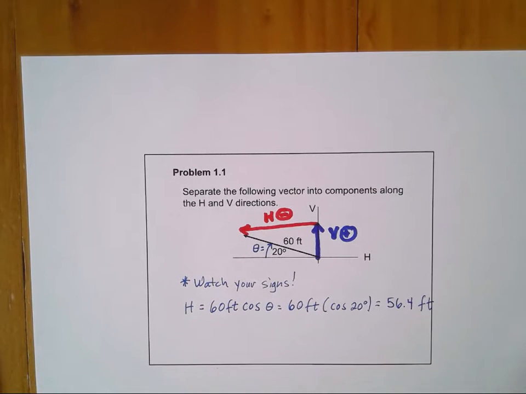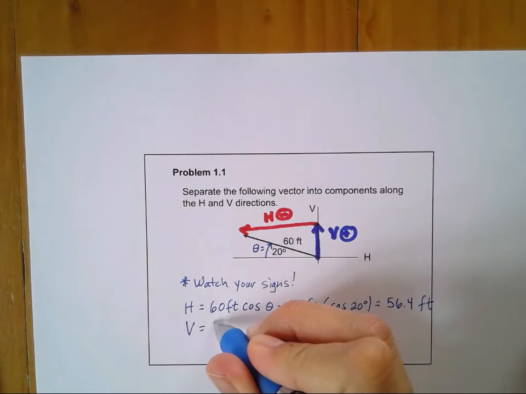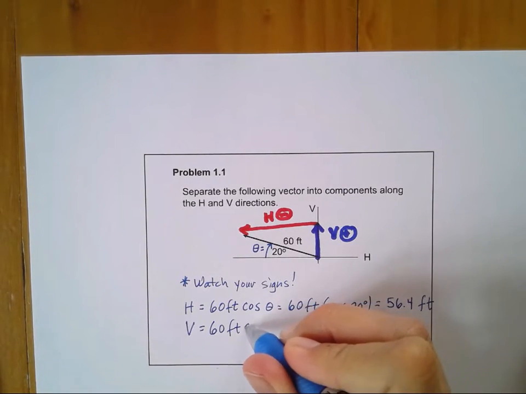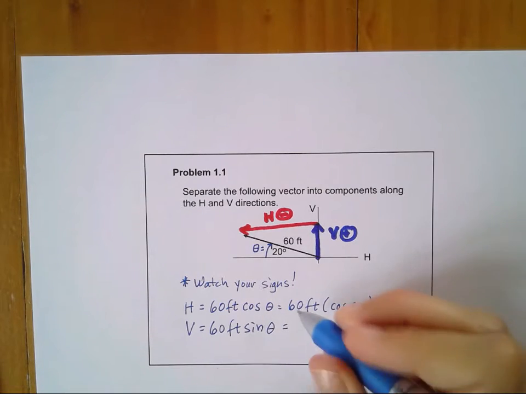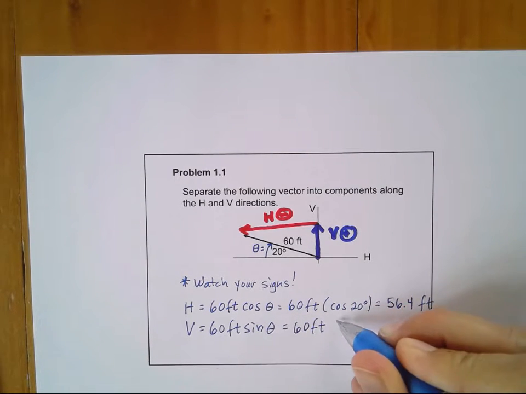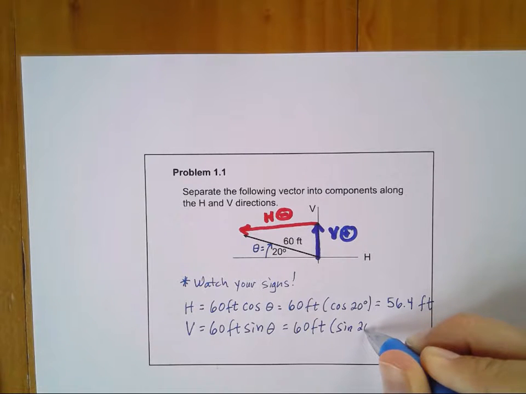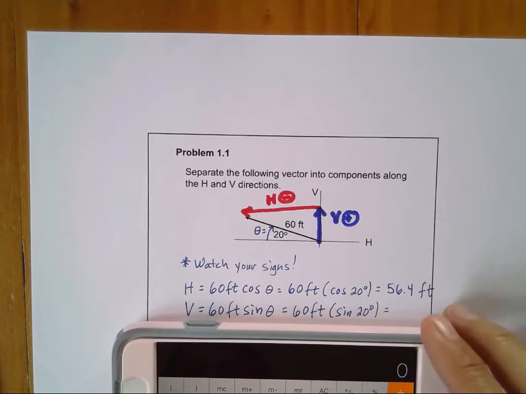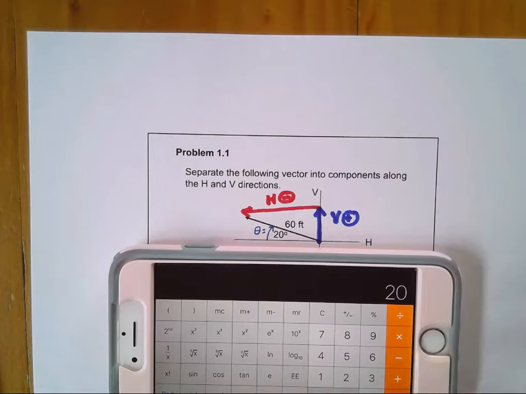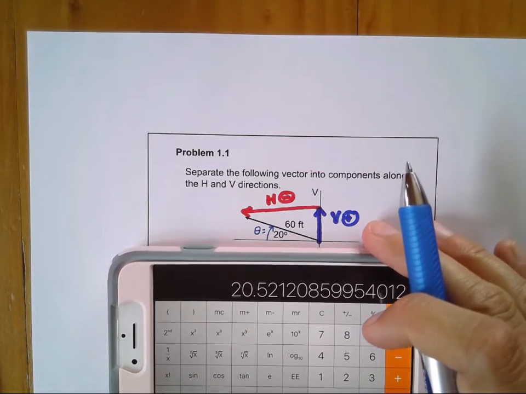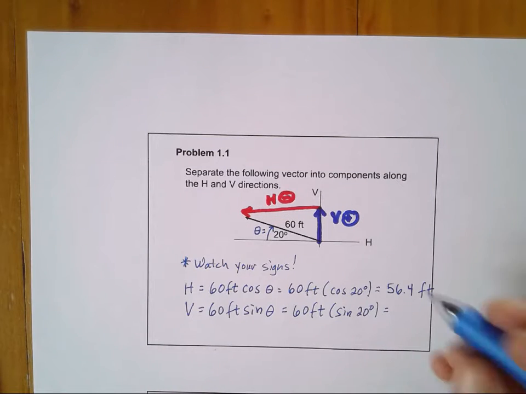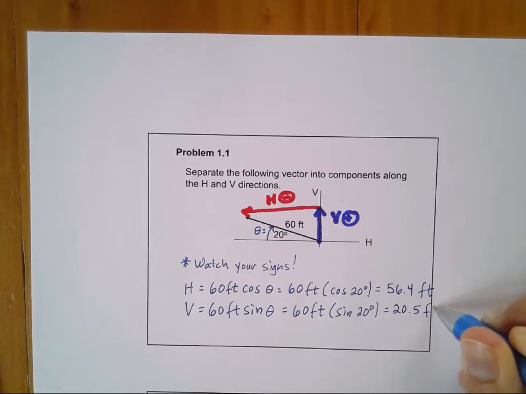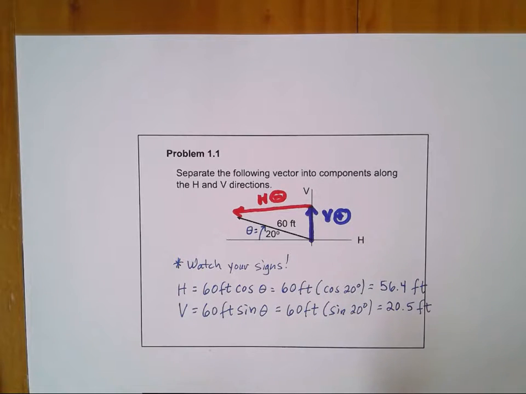And then for my vertical component, I'm going to take my 60 feet and multiply it by the sine of theta. So I have 60 feet times the sine of 20 degrees. And again, I'm going to use my handy dandy cell phone calculator. So I've got 20 sine times 60, and I get this nice long number. I'm just going to take it to the tenths place, 20.5. Some of you sent me 21, that's fine. So that's 20.5 feet. But before I'm done, I have to check my signs.